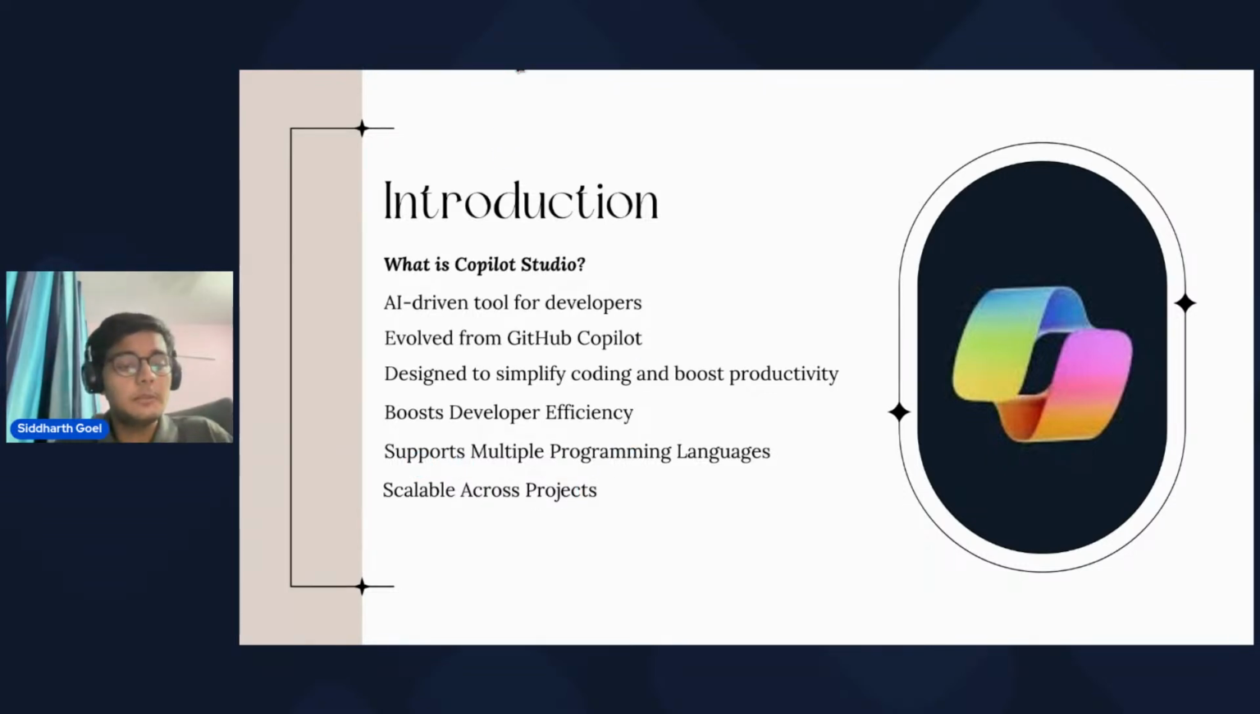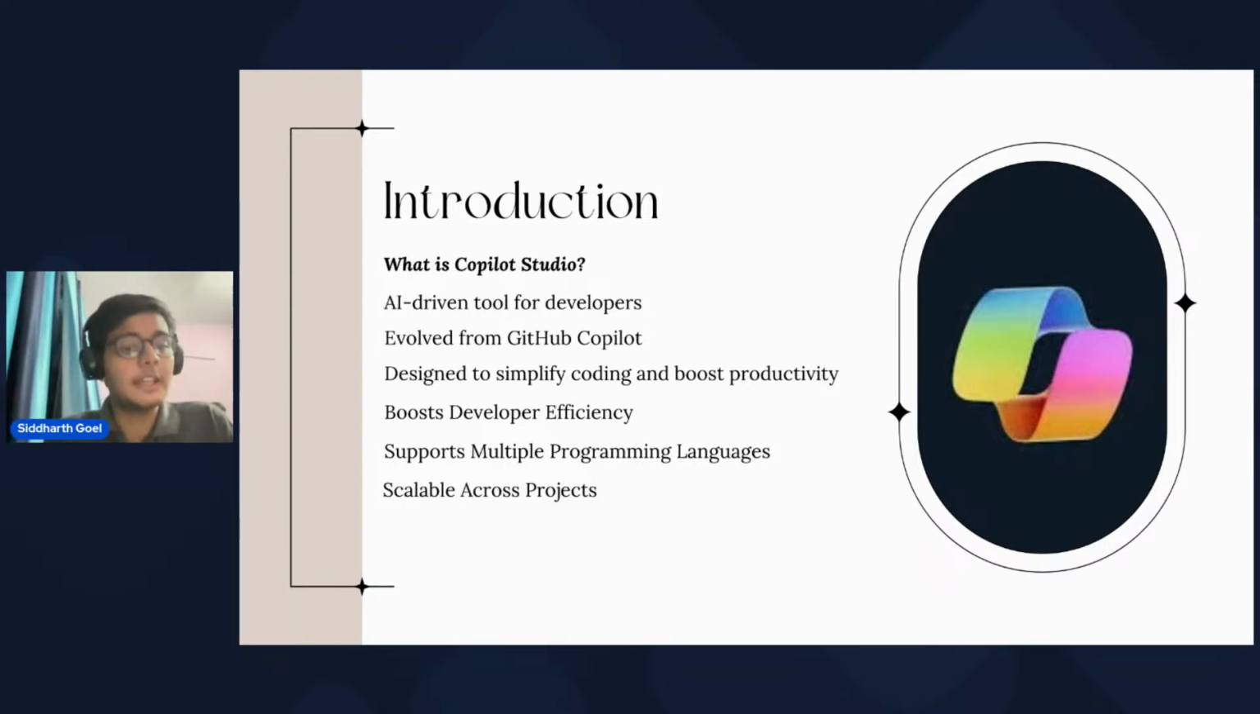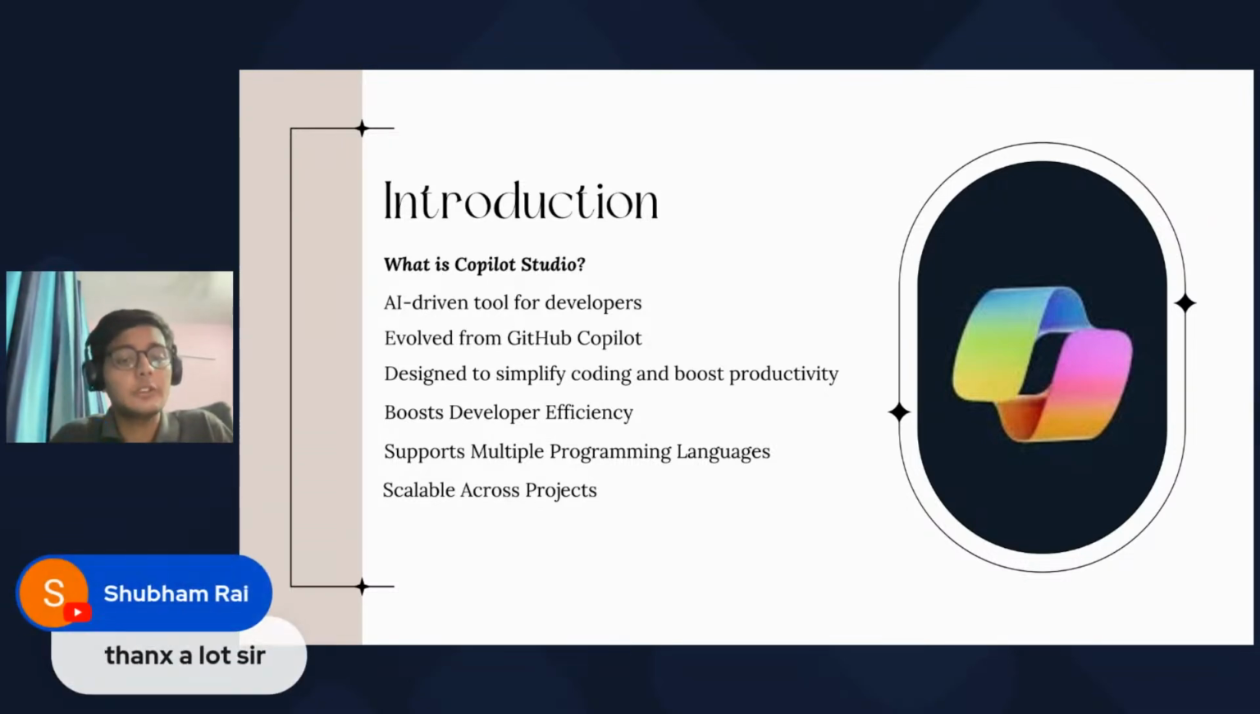Copilot Studio is not limited to a particular programming language, as nowadays a lot of programming languages are being used for different developmental purposes. You can use Copilot Studio with JavaScript, Python, Ruby on Rails, or any other programming language used for development. So this is a very versatile tool which can work across different programming languages, and it is also scalable across projects, whether you are using it for your personal projects, for academic projects, or for your entire enterprise, like building the code base for a large organization.